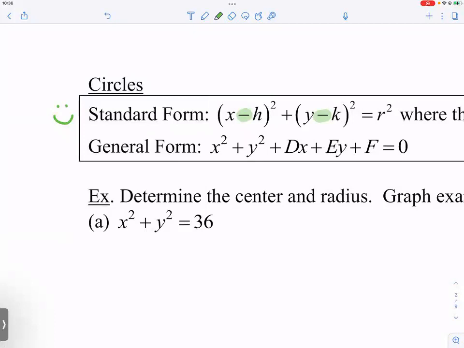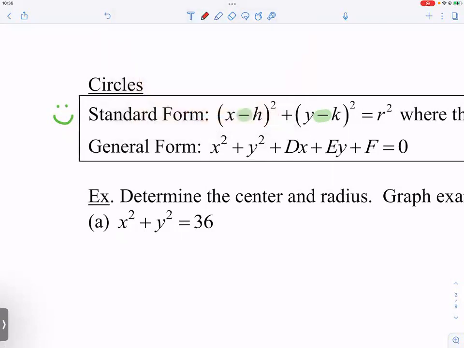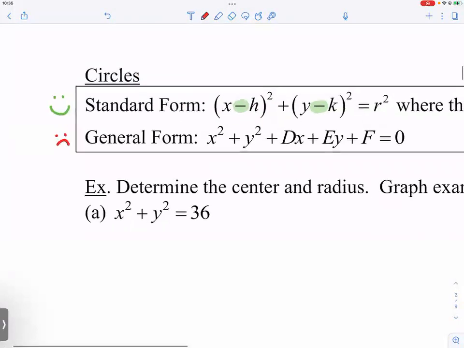Okay, now for the general form, I would say it is something you probably don't want to see, because if you see it, that usually means work.